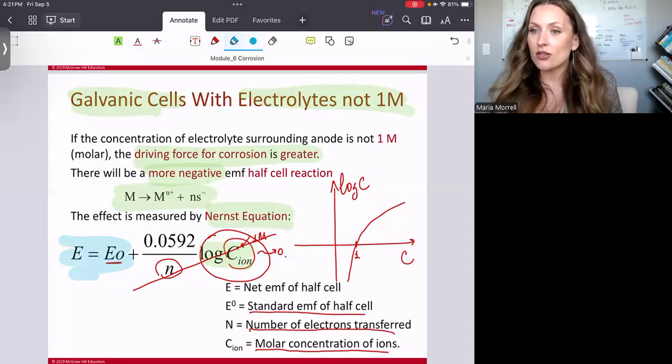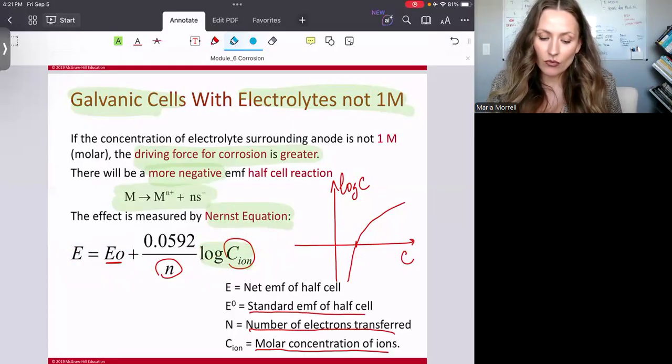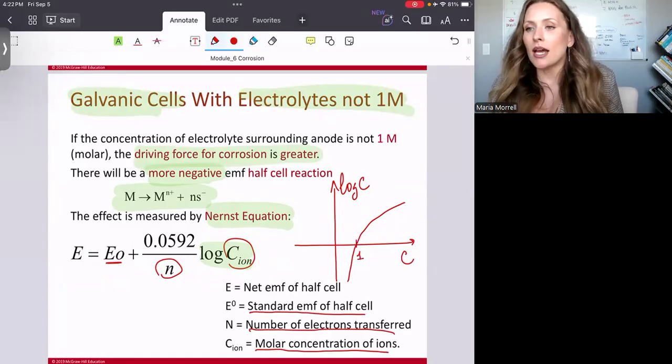But if the concentration is not 1, that means I have to adjust the potential of the half cell. So let me go back. Hopefully you understand where it comes from. So if this is my 1.